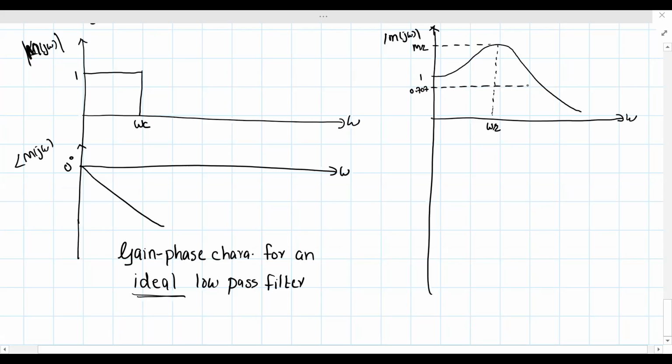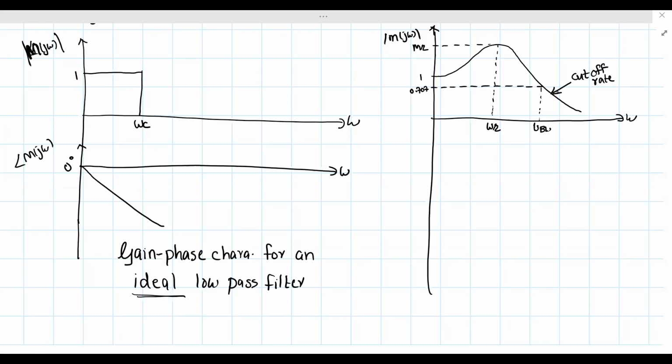This much band of frequencies is called bandwidth, and the slope at this point at high frequencies is called the cutoff rate. Ideally it should have transmitted all the signals up to ωc with unity gain. That is why it is a gain of 1 here. But practically it will be 1 in phase for some time, and then onwards it increases in magnitude.